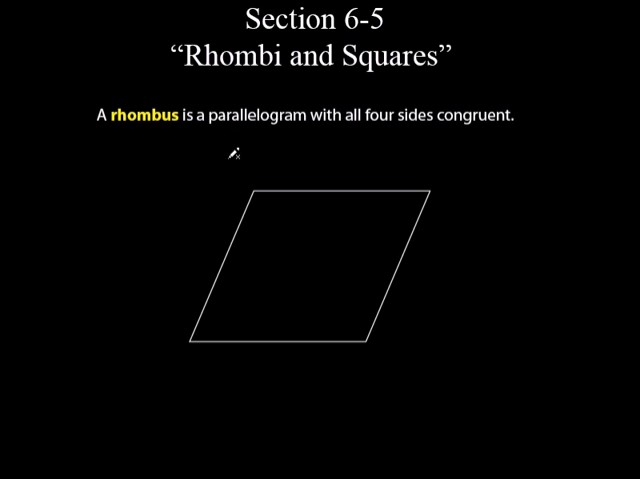So we don't have any special kind of a symbol or anything like that for rhombus. Remember, it's a parallelogram, so I can go A, B, C, D on this if I wanted to. Now remember, everything that's true about a parallelogram is also true about a rhombus. So that means both pairs of opposite sides are parallel, both pairs of opposite sides are equal, both pairs of opposite angles are equal, the diagonals bisect each other. All that stuff is true about a rhombus as well. Why is all that true? Because it's also a parallelogram. So everything that's true about a parallelogram must be true about a rhombus.